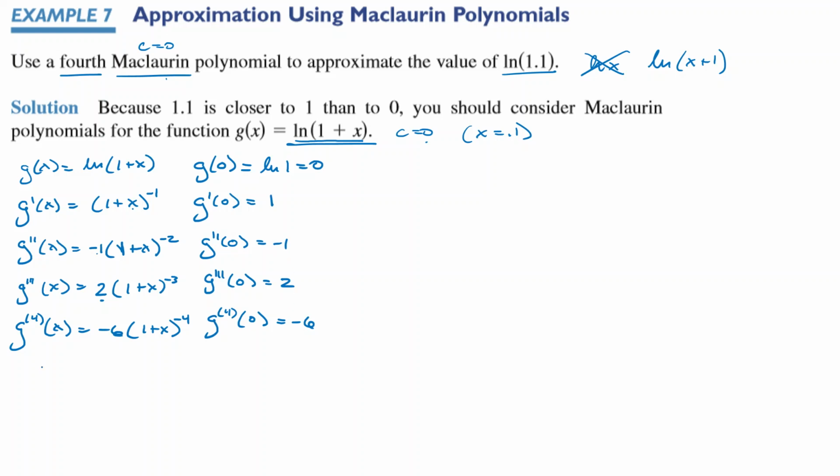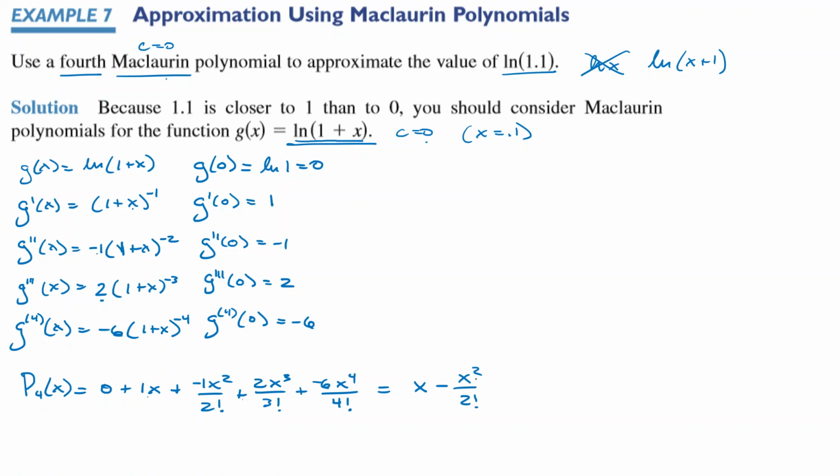So now we can make our Maclaurin polynomial of degree 4. So we have 0 plus 1 times x over 1 factorial plus negative 1 times x squared over 2 factorial plus 2 times x cubed over 3 factorial plus negative 6 x to the fourth over 4 factorial. All right, and we can simplify that sum if we want. That would just be x minus x squared over 2 factorial.